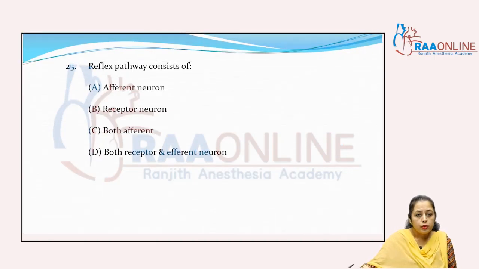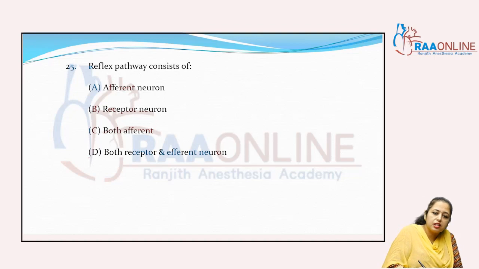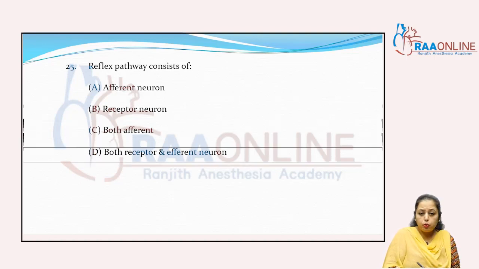So now, according to that question, what is the question? The reflex pathway consists of what? The reflex pathway consists of the afferent neuron and the receptor neuron. So according to that, the answer is both the receptor and the afferent neurons, right? This is the reflex pathway, right?